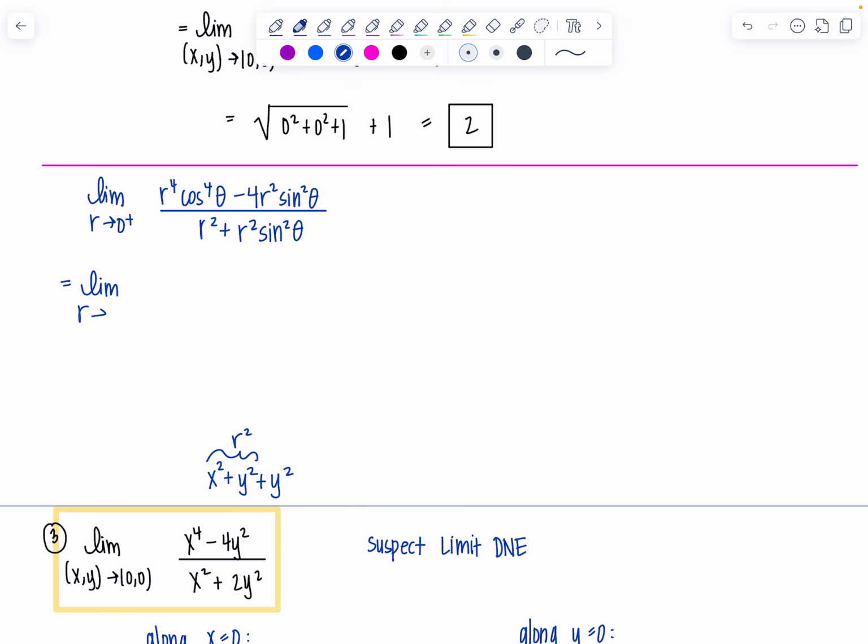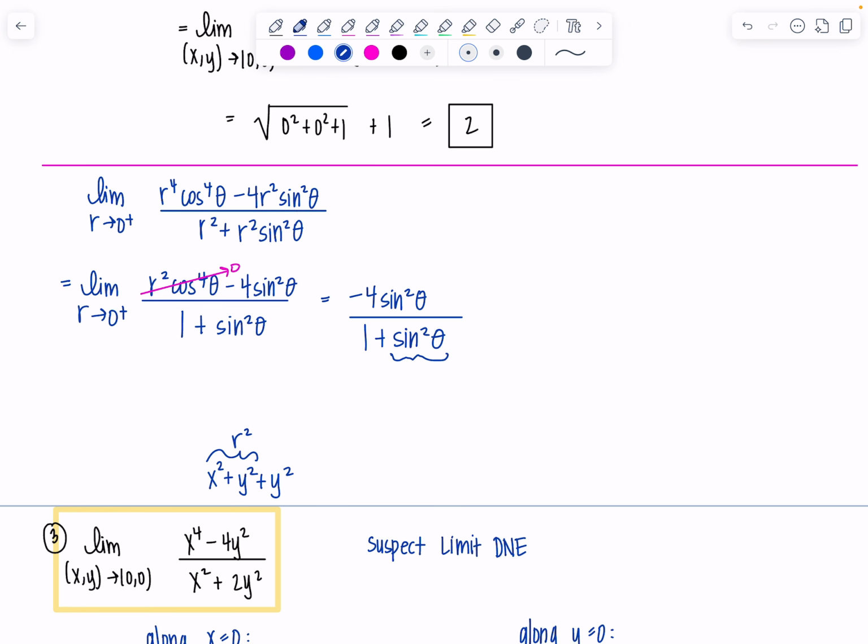So limit r goes to 0 from the right. You're going to have r squared cosine to the 4th theta minus 4 sine squared theta over 1 plus sine squared theta. Now as r goes to 0 from the right, this term's going to go to 0. And then I'm left with negative 4 sine squared theta over 1 plus sine squared theta. Notice I didn't get a number. I cannot use the squeeze theorem. I can't bound this.